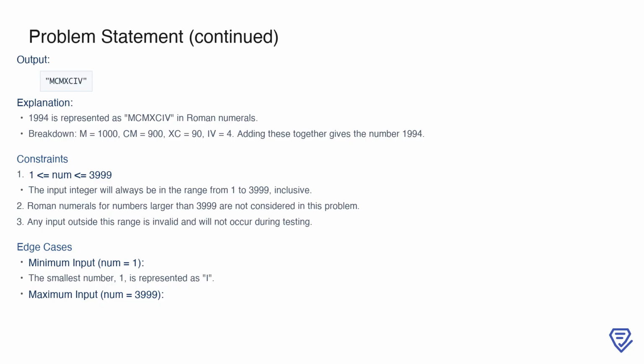The problem also comes with several constraints. The input integer will always be in the range of 1 to 3999, inclusive. Numbers outside this range are not considered valid inputs for this problem. Additionally, Roman numerals for numbers exceeding 3999 are not covered in this task.